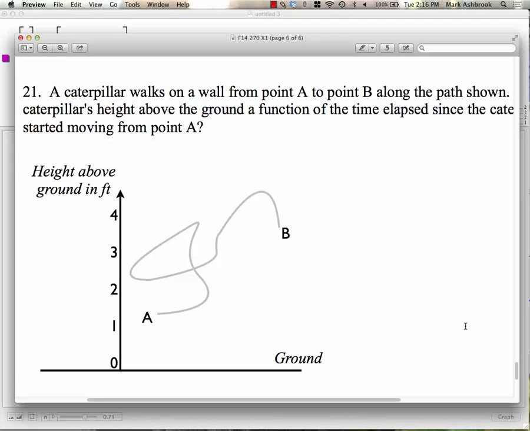A caterpillar walks on the wall from point A to point B along the path shown. Consider the caterpillar's height above the ground. Is the caterpillar's height a function of the time elapsed since the caterpillar started moving from point A? Go. Talk about that.